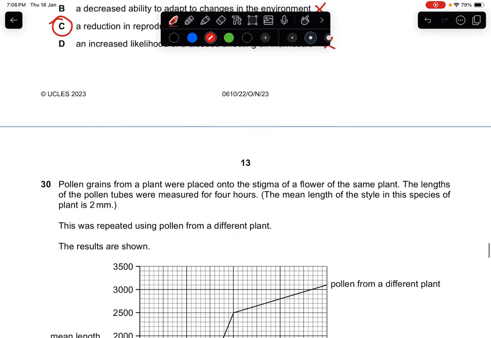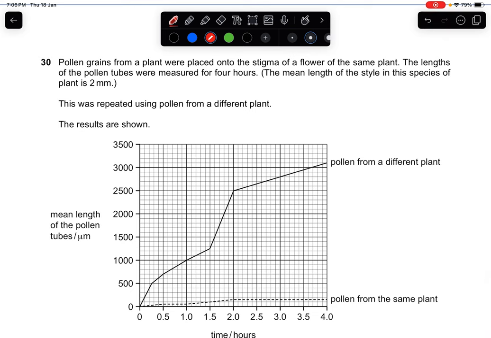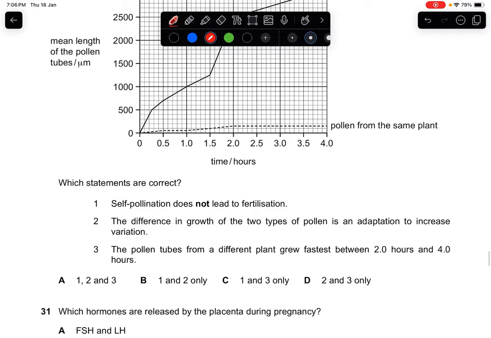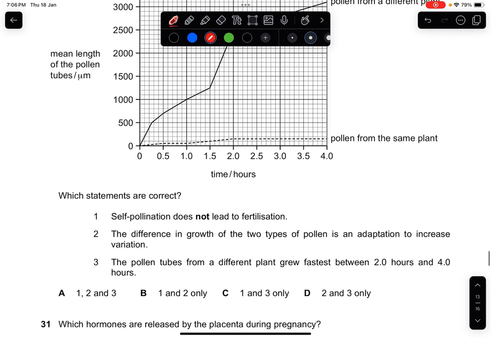Okay. Question 13. Pollen grains from a plant were placed onto the stigma of a flower of the same plant. The length of the pollen tube was measured for 4 hours. The mean length of the style in this species is 2 millimeters. This was repeated using pollen from a different plant. The results are shown. They show pollen from a different plant and pollen from the same plant. Which statements are correct? So you need to take time to understand this.